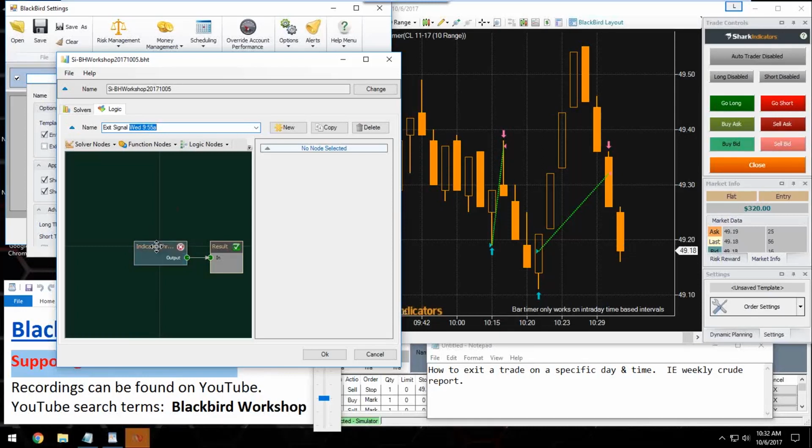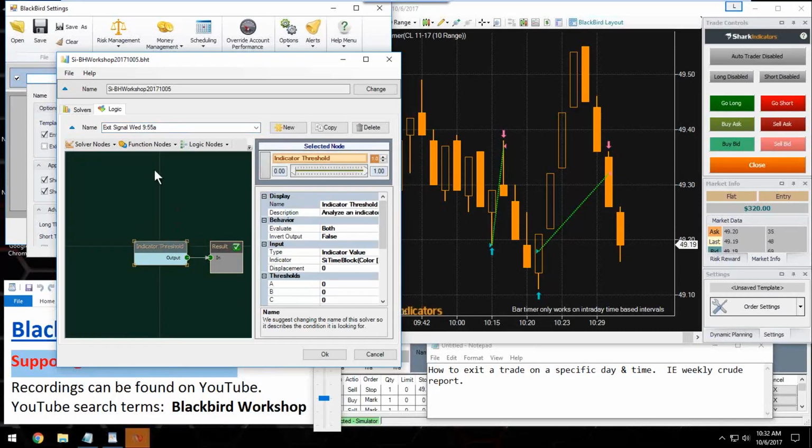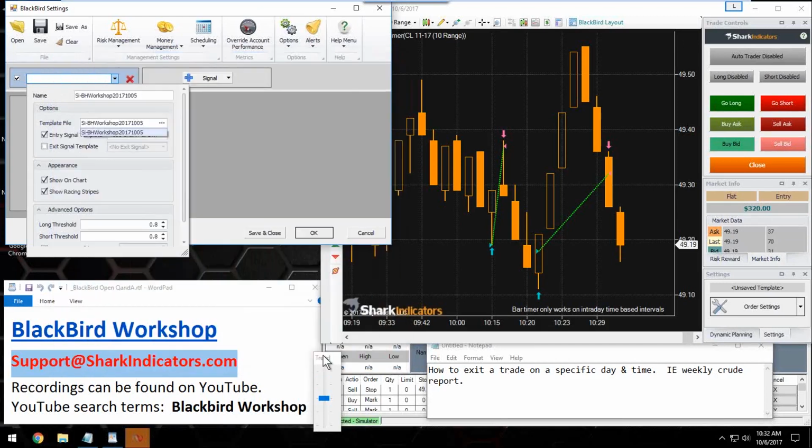So basically, we're going to use a BloodHound exit signal, and let's see, click OK, and in this case, we're not going to use an entry signal. We're just going to use the exit signal. And pick the wrong one. There we go. Exit signal on Wednesday at 9:55. So we'll just set this exit signal up there, and that's all there is to it.